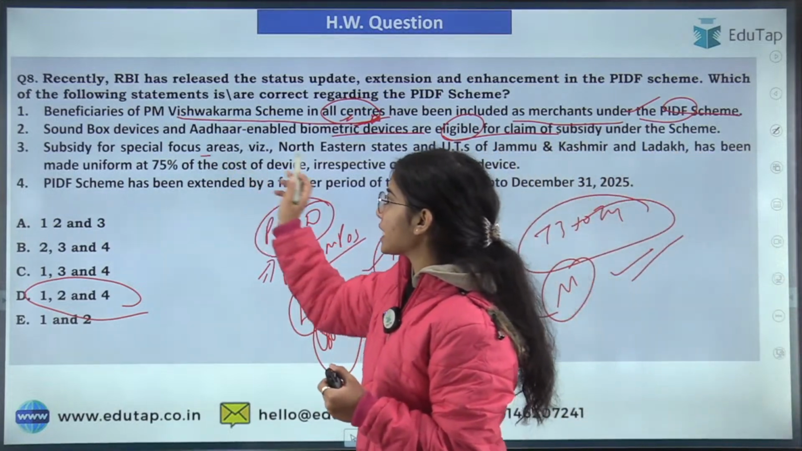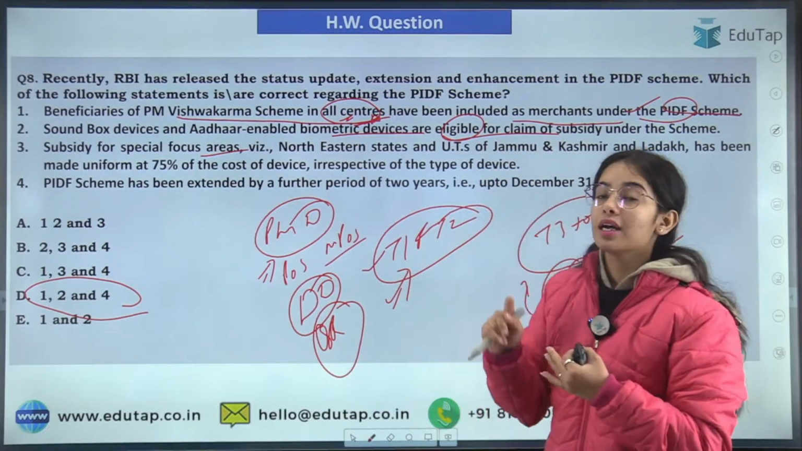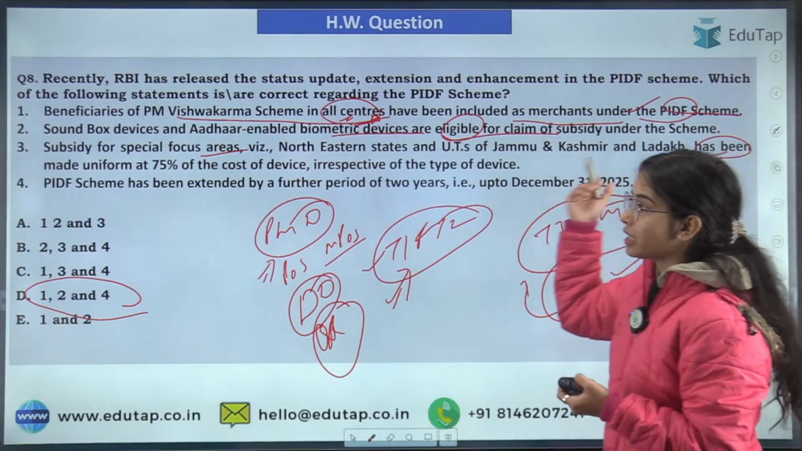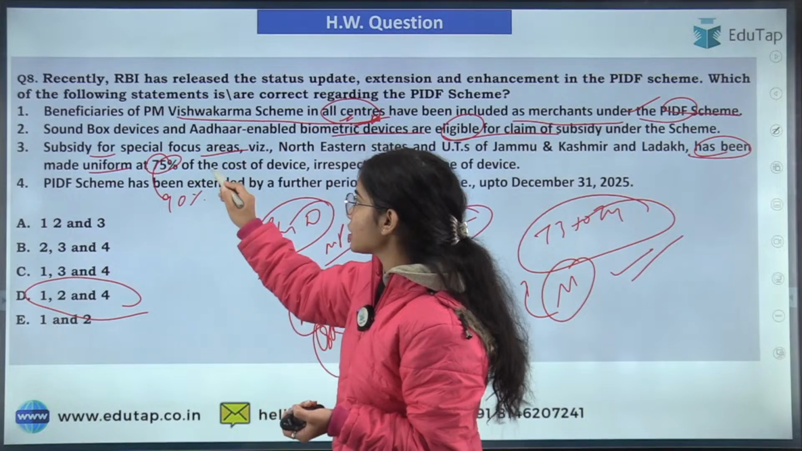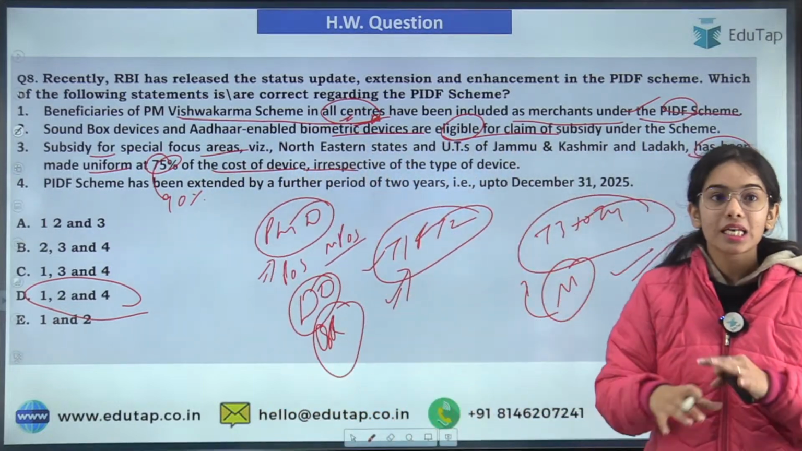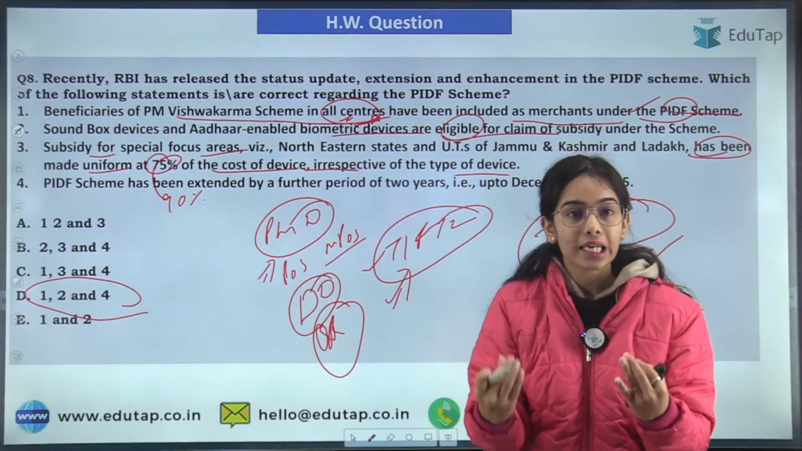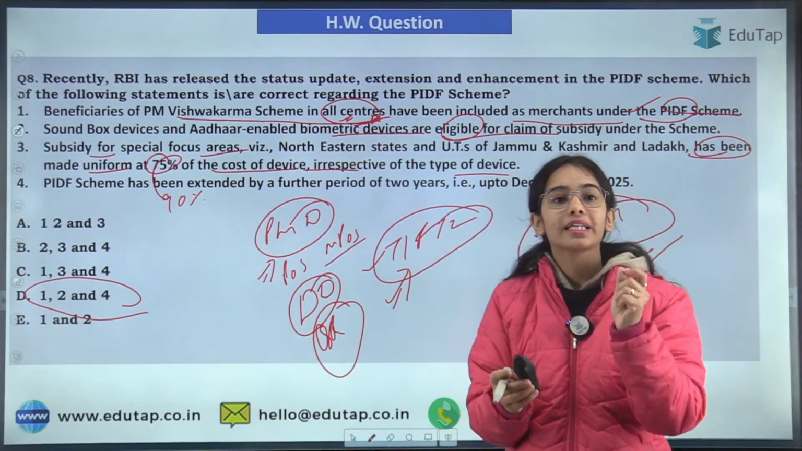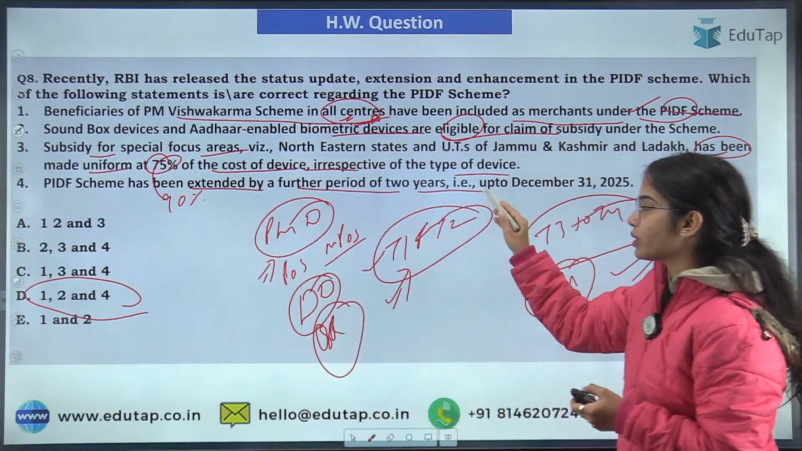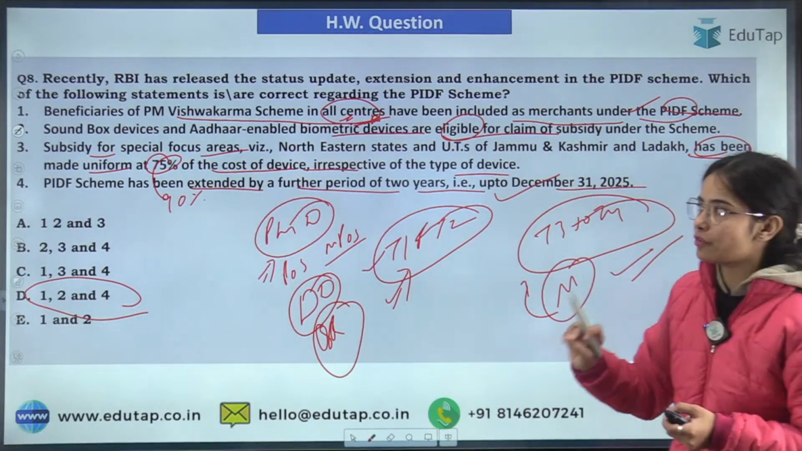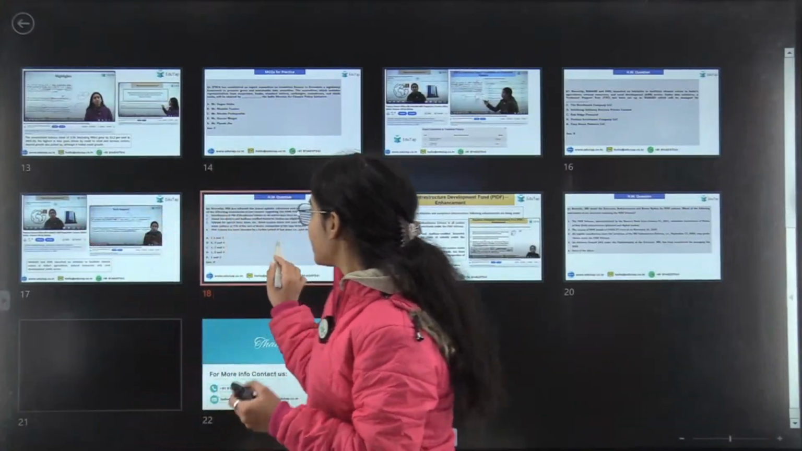Subsidy for special focus areas, that is the northeastern states and the Union Territories of Jammu and Kashmir and Ladakh, has been made uniform at 90% of the cost of all kinds of devices, irrespective of the type of device. In these areas, merchants will get the subsidy at 90%. The PIDF scheme has been extended by a further period of 2 years, that is correct, up to December 31st, 2025. So the first, second and fourth statements were correct. The third statement was incorrect.